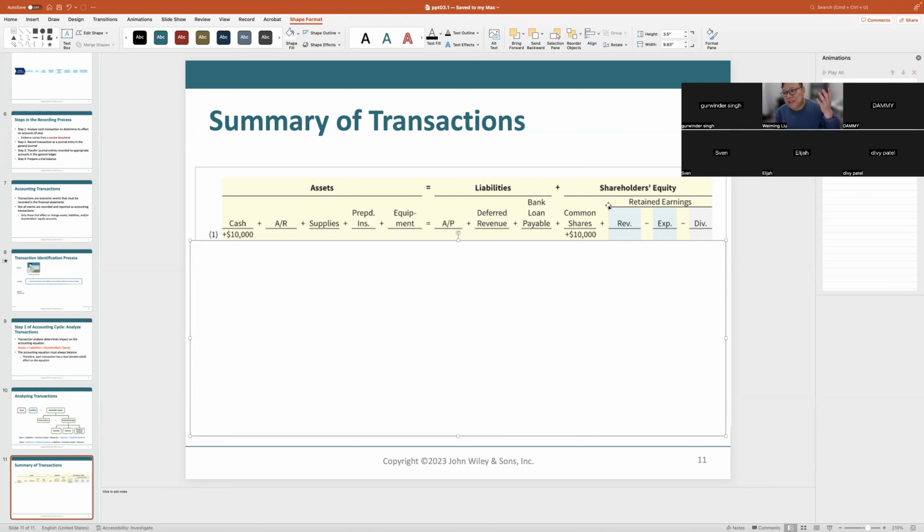Your cash increased 15,000. Your common shares increased 10,000. Sorry. Okay. Yeah. Debit cash, credit common shares. Very good. So now let's move on.